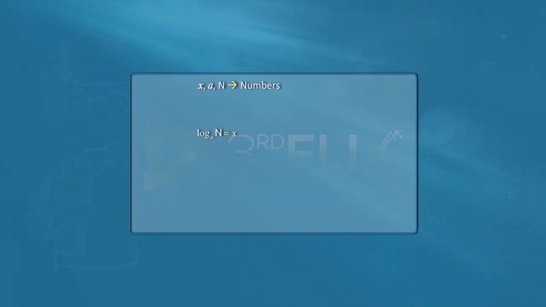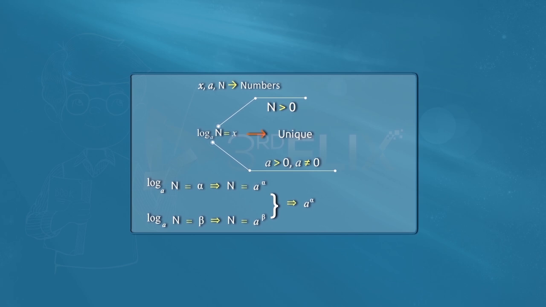The conditions laid down, base a greater than 0, a not equal to 1, n greater than 0, are essential for the existence of logarithm in the real number system. Log n base a has a unique value, because if alpha and beta are two distinct values of log n base a, then n equals a to the power alpha equals a to the power beta, which implies alpha equals beta.